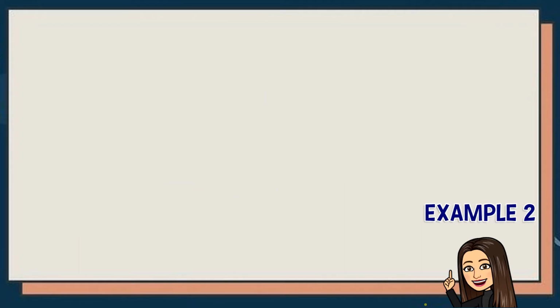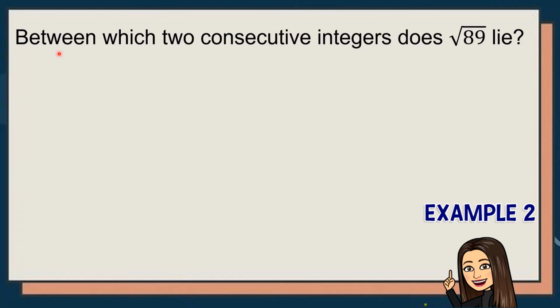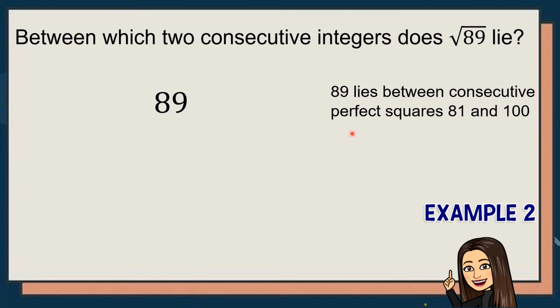Next, example number 2: between which two consecutive integers does the square root of 89 lie? The same procedure po ang ating gagawin. We take out the radicand, which is 89. We have to think of two consecutive perfect squares that are less than 89 and greater than 89. So, magkasunod na perfect square na mas mababa kay 89 at mas mataas naman kay 89. 89 lies between the consecutive perfect squares 81 and 100. 89 is greater than 81 but less than 100.